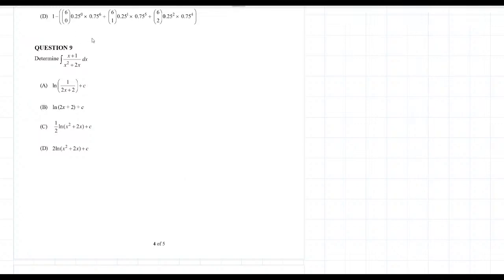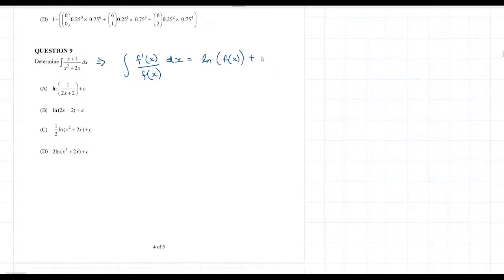All right, let's look at question 9. So one thing that will help us with this question is remembering that the integral of f dash of x over f of x equals ln f of x. So whenever you get a question like this, it's good to see if the numerator is a derivative of the denominator.